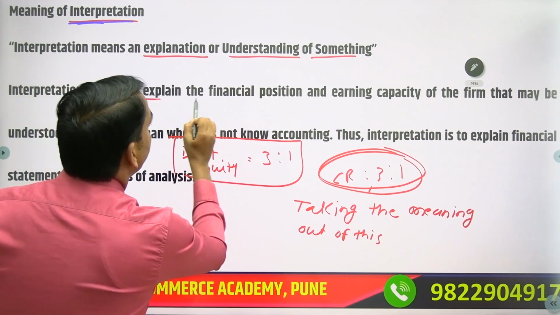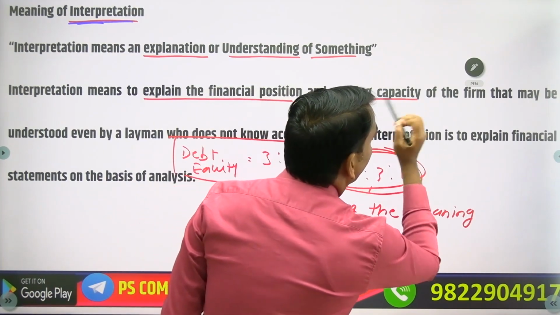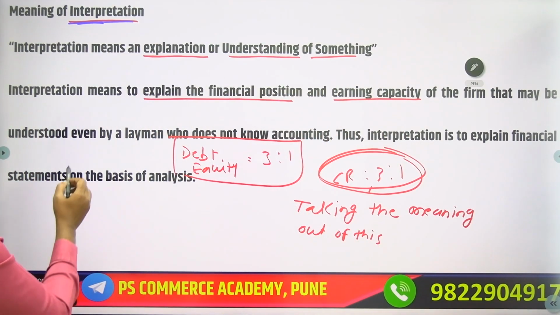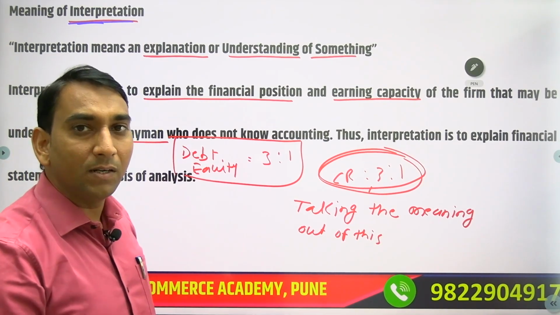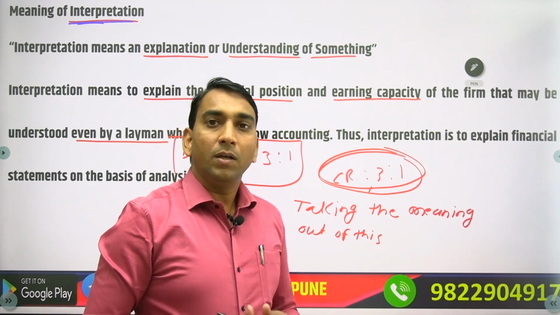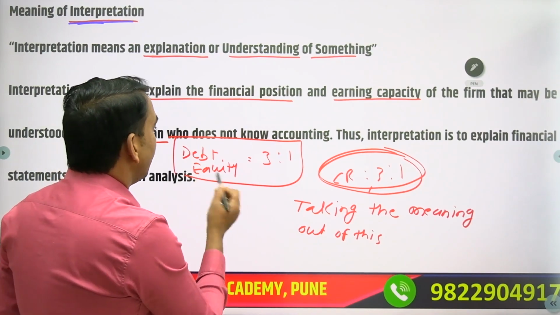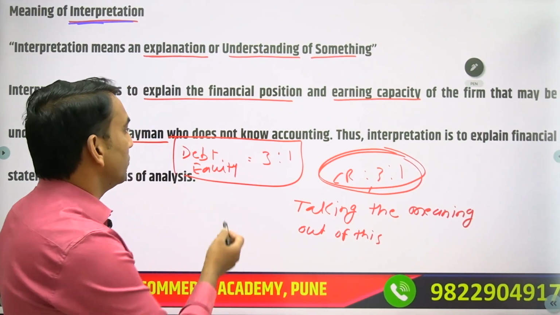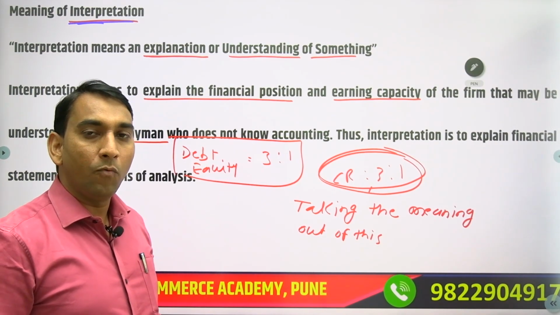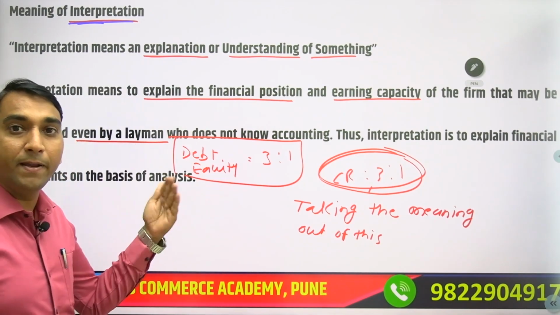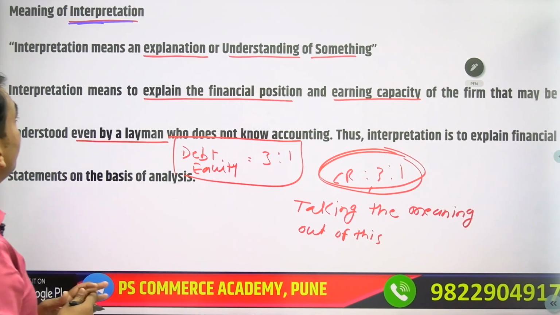Interpretation means explaining the financial position and earning capacity of the firm, so that it may be understood even by a layman who does not know accounting. There may be a person who doesn't know anything about accounting. So if somebody comes like this, and you have calculated this ratio 3:1, he will ask, what is this 3:1? What does it mean? So you have to explain. That explanation part is nothing but the interpretation. So this is the meaning of interpretation.